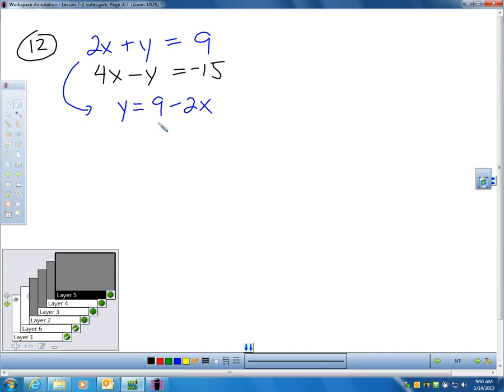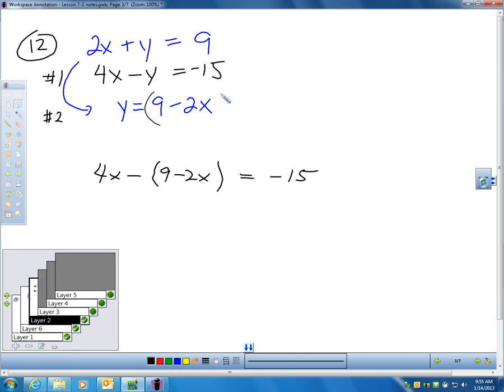So y and 9 minus 2x are the same thing. So now I can go to the black equation, and I can substitute in, that's where that word substitute comes from, I can substitute in 9 minus 2x for y, because y and 9 minus 2x are the same thing. So can you see that in the black equation I have 4x minus (9 minus 2x) is negative 15. Okay, so from there, I have to distribute, so I have 4x minus 9 plus 2x equals negative 15, and now I can simplify and solve.